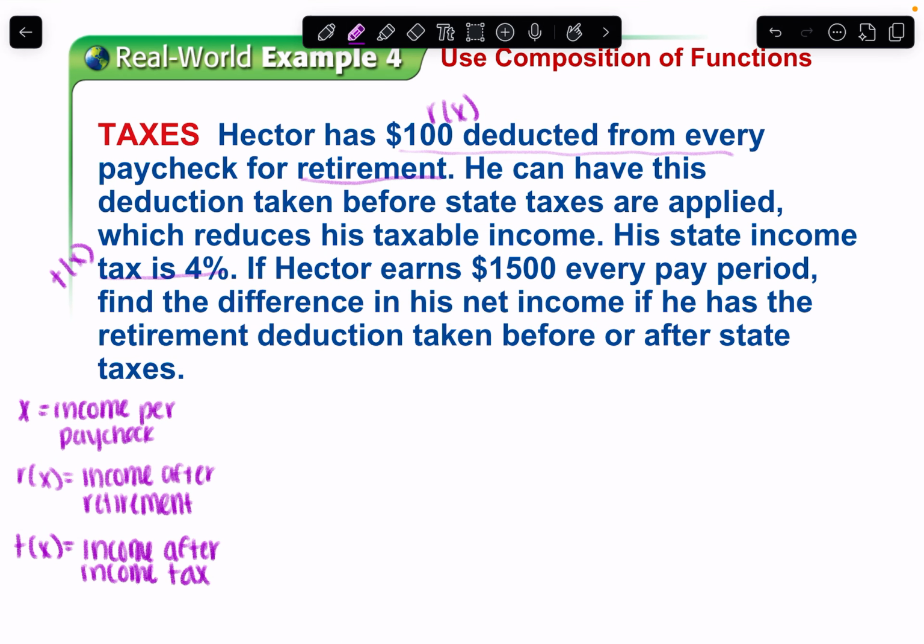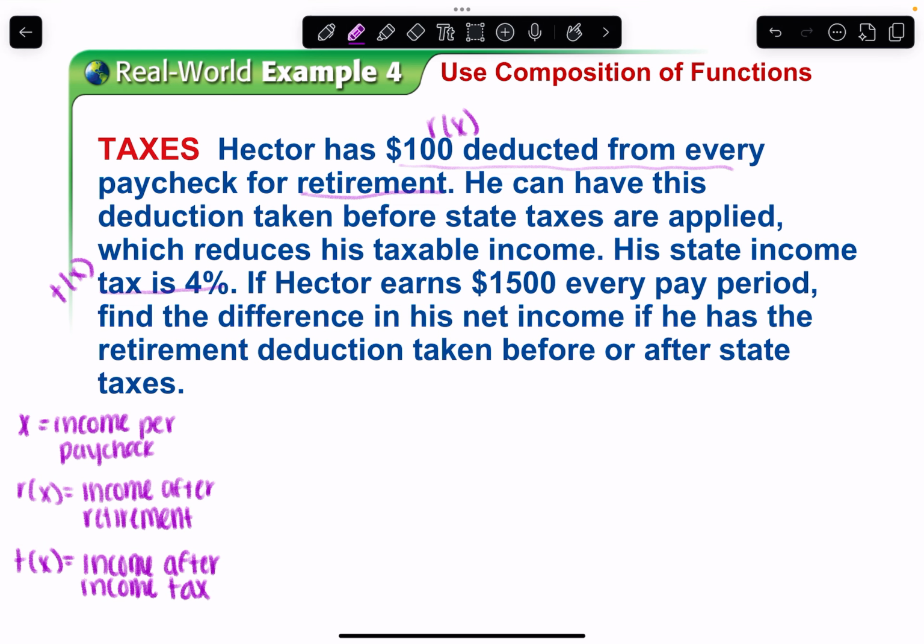Lastly, in Chapter 6, Lesson 1, Example 4, is a word problem using compositions of functions. There's some stuff I already wrote out, but we'll explain. It says Hector has $100 deducted from every paycheck for his retirement. He can have his deduction taken before state taxes are applied, which reduces his taxable income.